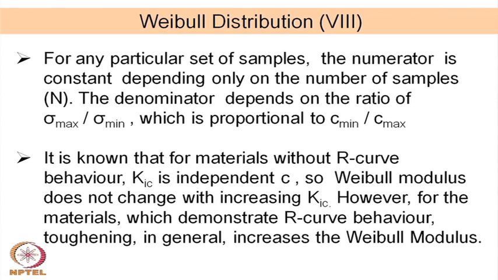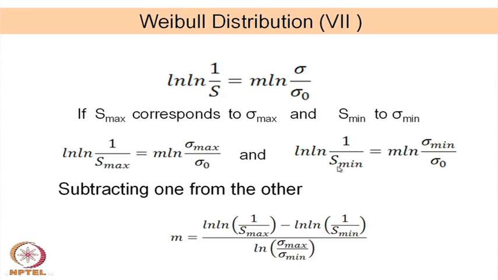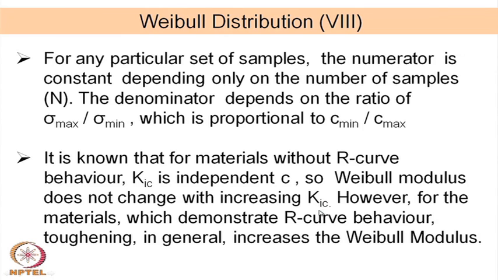Okay. So, for any particular set of samples, the numerator of that particular equation is a constant, depending only on, of course, the number of samples n, and the denominator depends on the ratio of sigma max to sigma min.